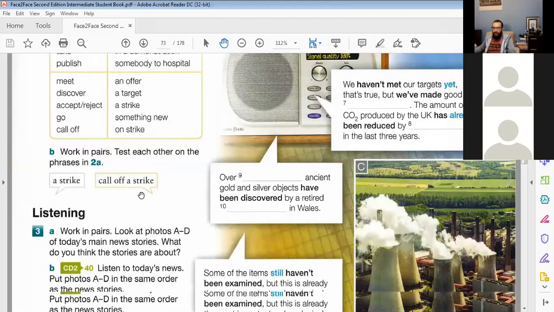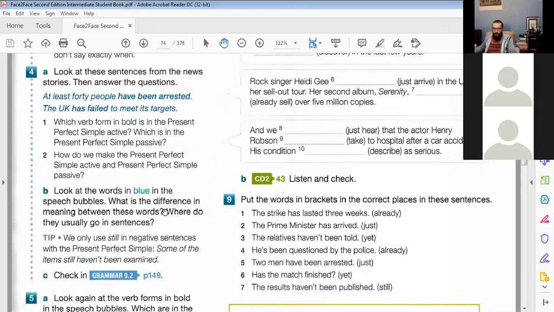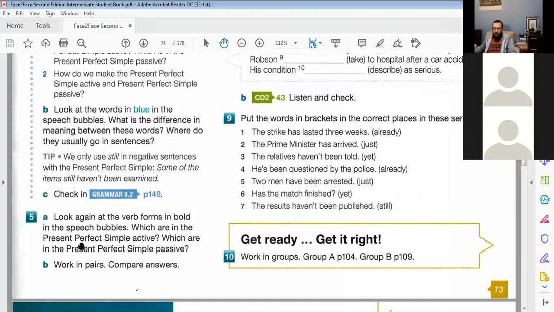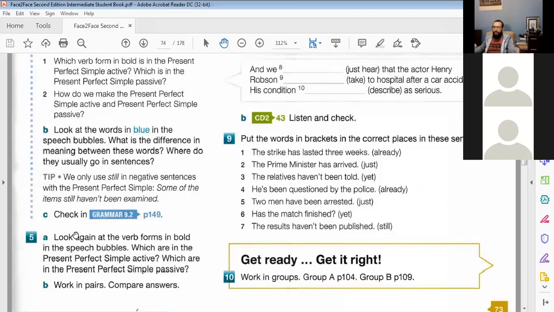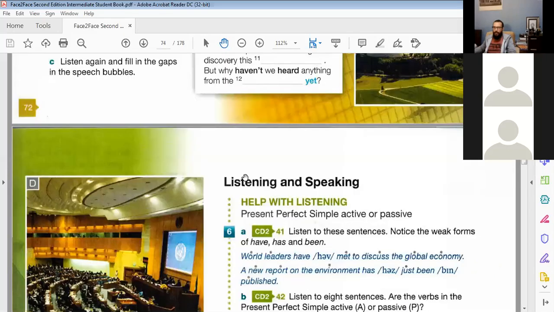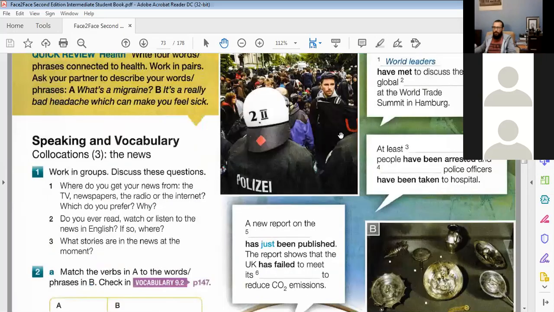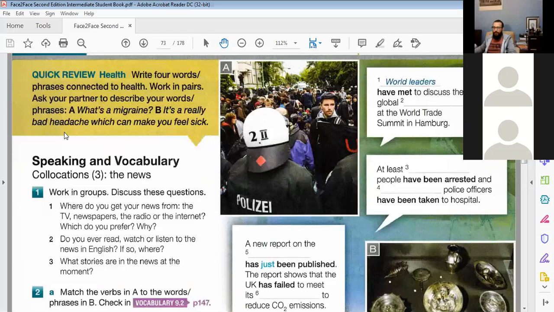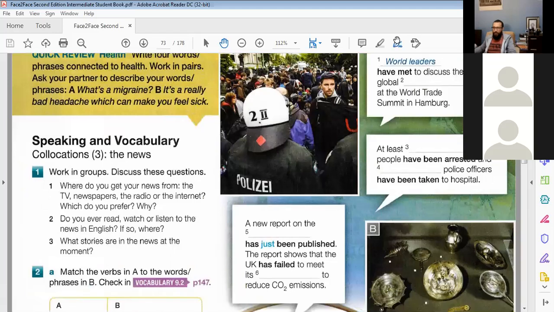So let's do the exercise now. I think it says, look again, which are simple. Okay, this is an easy question, but it's nice. So what we want to do in exercise number 5 is we want to go here and look at كلهم ال present perfect اللي هم بالbold. We have to decide, is it active or is it passive? That's all. So number 1, let's start with number 1.